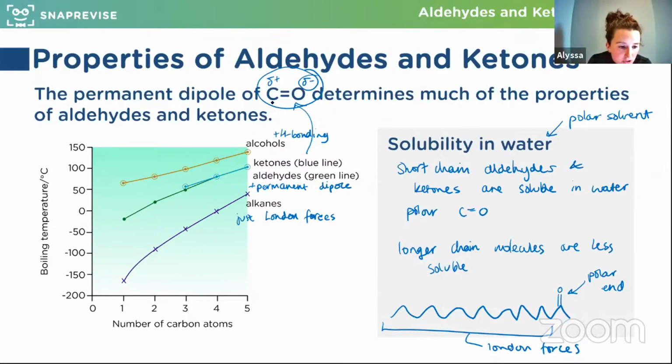So aldehydes and ketones are soluble because they're polar, yes, good, but the longer chains we get, the less soluble they get. Lovely. Weakest at A level, the weakest intermolecular force that we come across. I can't think of anything that we would say is weaker, but we'll say weakest.